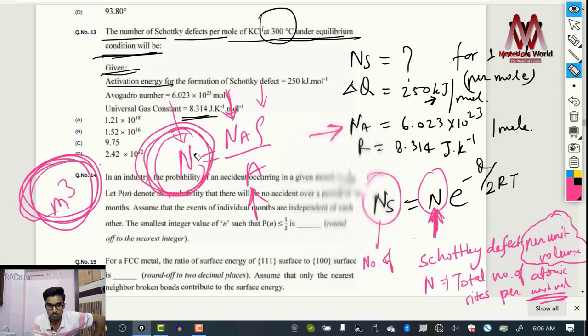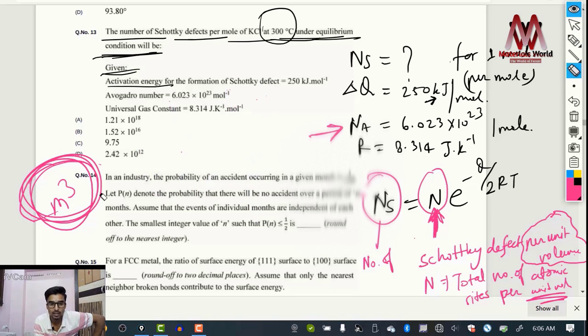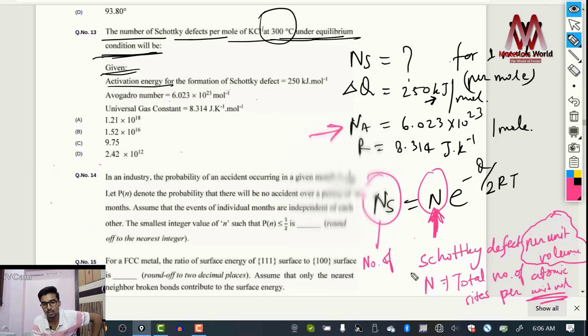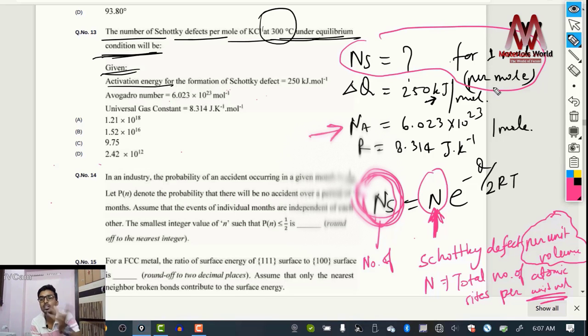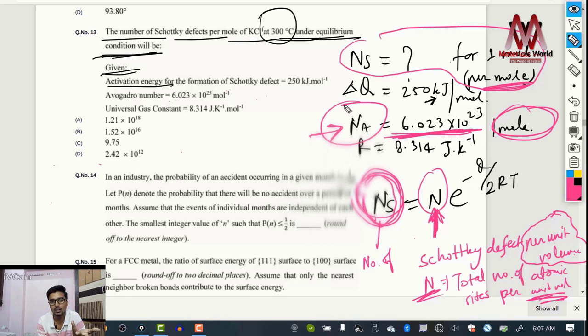So you don't need to calculate this N. You can use just Na in the place of N. Why? Because Ns is asked per mole. So the per unit volume is per mole, and this N will also be per mole. So what will be the total number of atomic sites per mole? That is the Avogadro number of atoms per mole, that is Na. So basically we have to put this Na in the place of N.